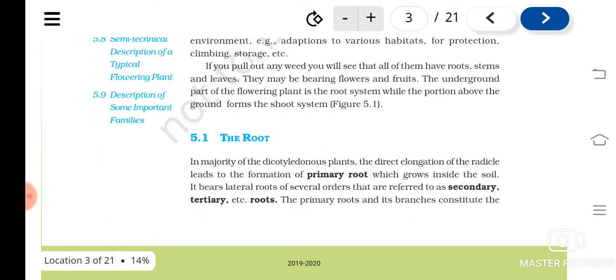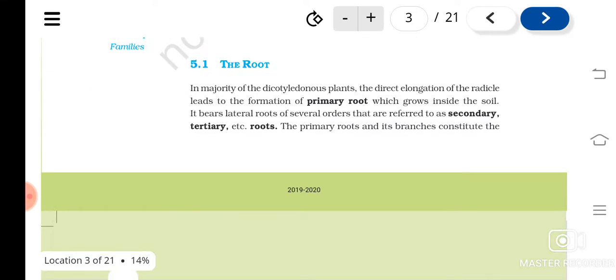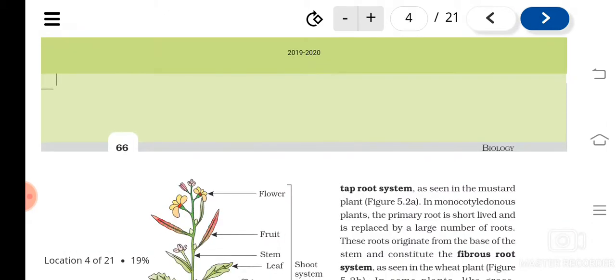Root is actually the organ of the plant that helps in the absorption of minerals, water, and also for anchorage. Okay, the roots can be primary root, or it can be secondary, tertiary, etc. So they help the plant to absorb materials, and also help in anchorage.